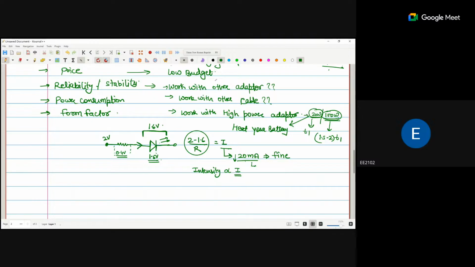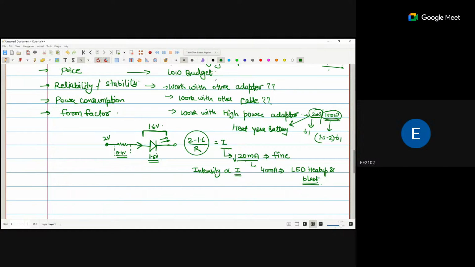But if you provide a higher current, 40 milliampere, what will happen? The LED will heat up and blast. Just a simple example.